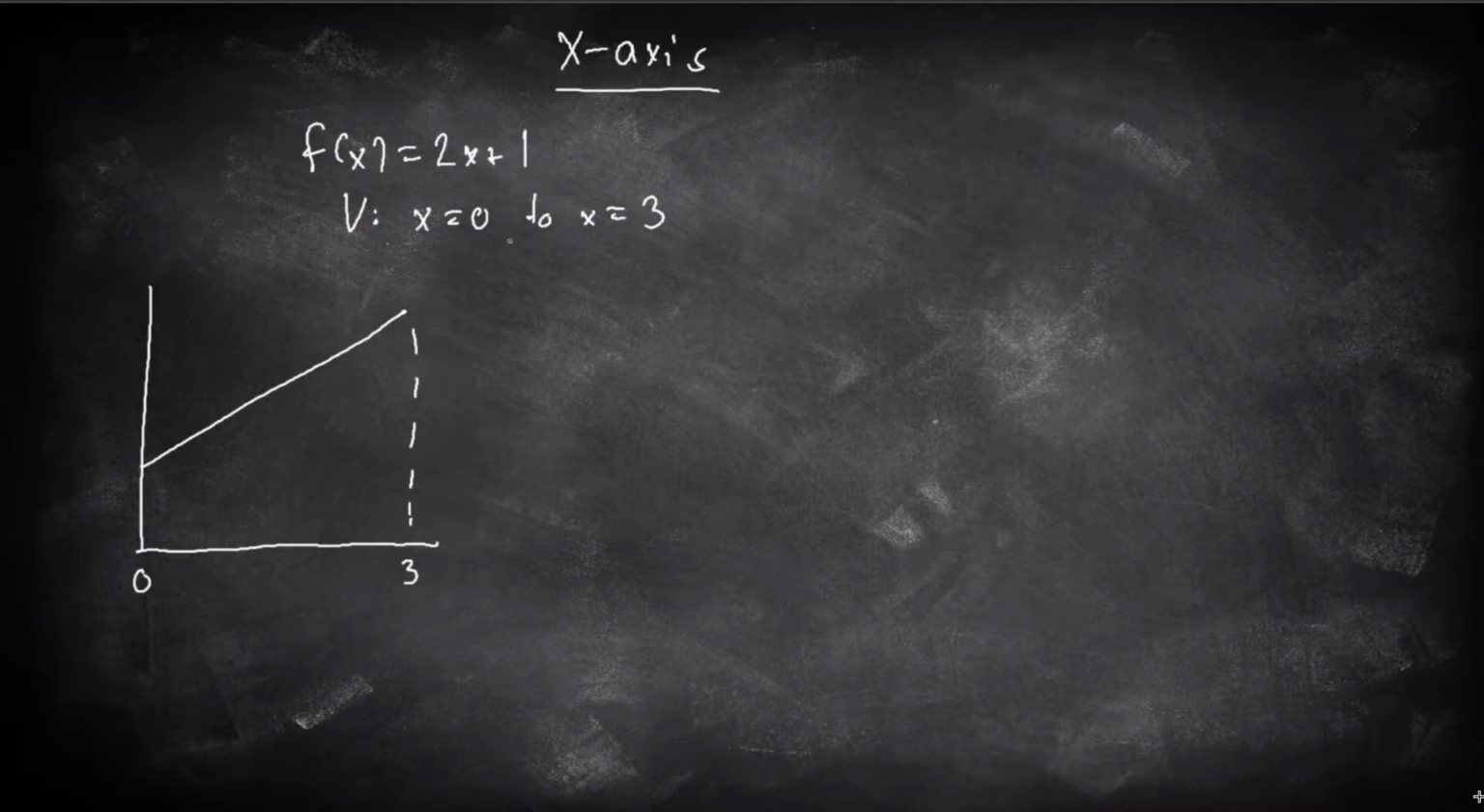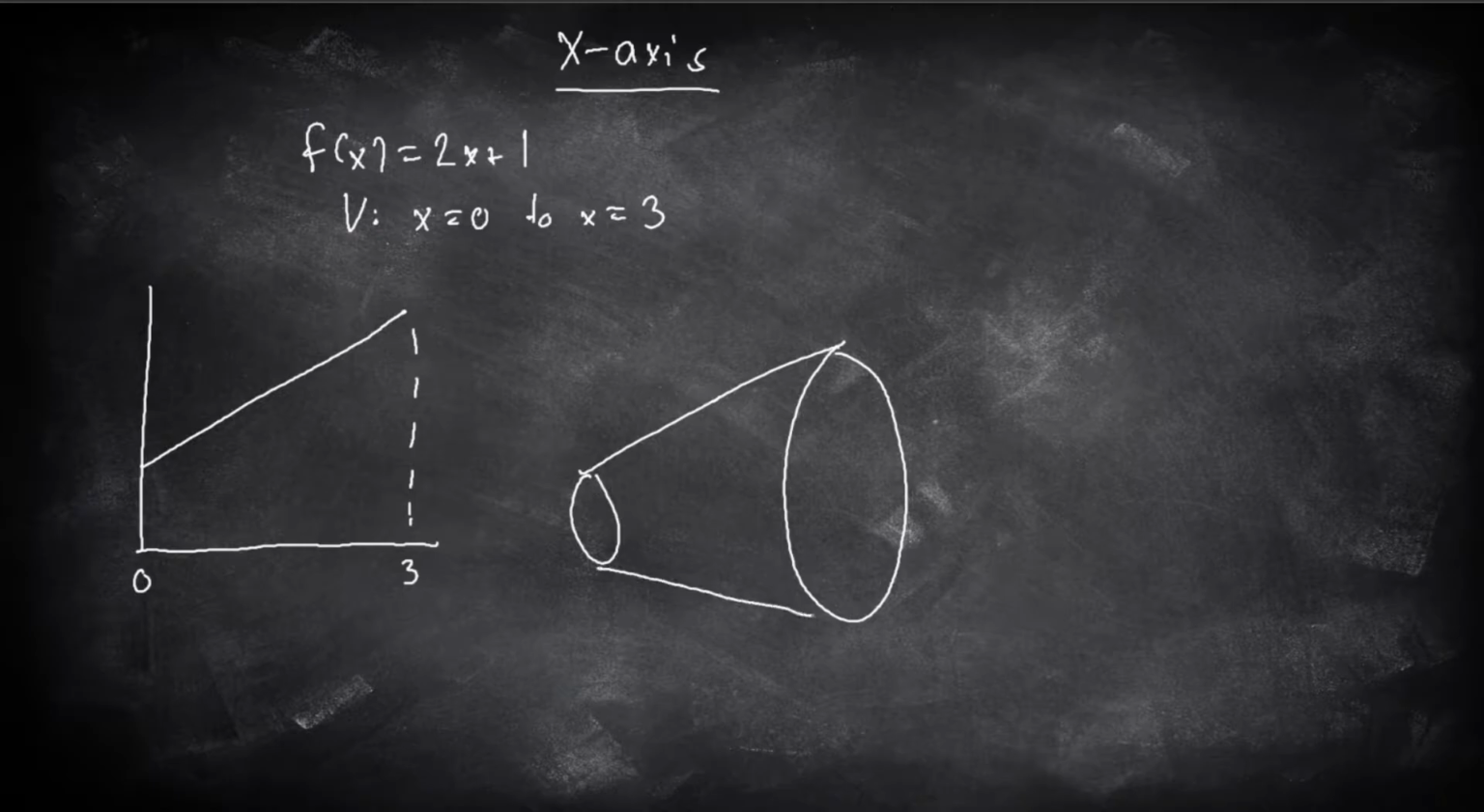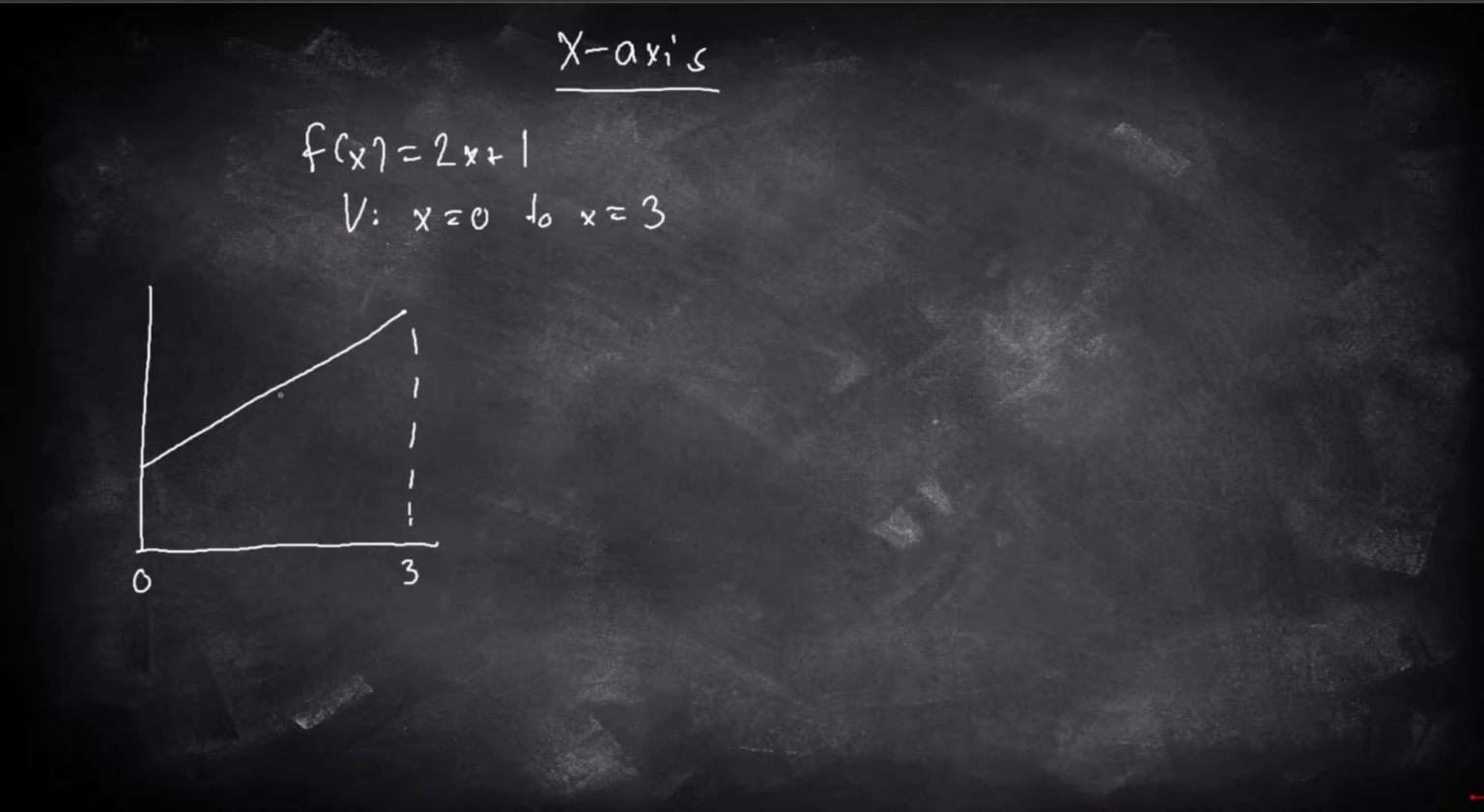So when we were revolving around the x-axis, this is our x-axis. So we revolve 360 in 3D around our x-axis. So basically it makes something like this, which is kind of like a cone, but just like the tip cut off. So how do we find the volume of this? Well, let's think about what we're making.